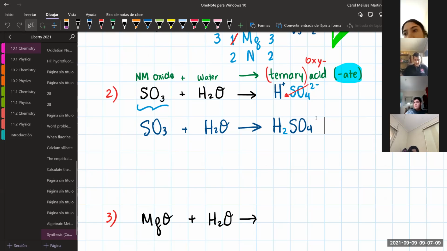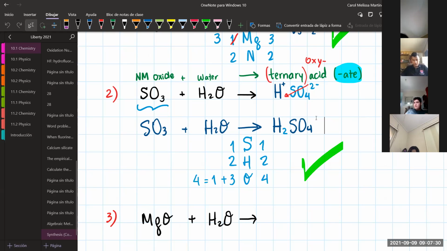Then all I have to do is check if it's balanced. Sulfur, hydrogen, oxygen. I compare the two sides. I have 1 sulfur in each, 2 hydrogens in each, and 3 plus 1 equals 4 oxygens. And there I have 4 oxygens, which means that this equation is already balanced. So no need to work more than that. Just remember, whenever you have non-metal oxide combined with water, the product is going to be an acid.